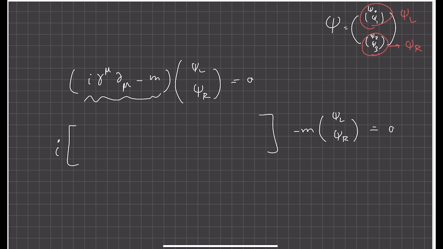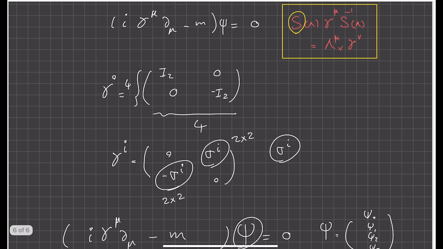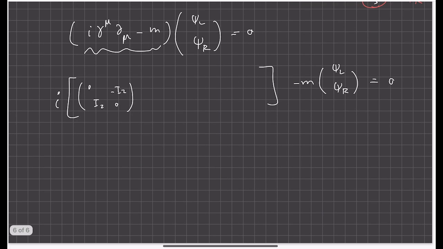But now what do I have? I have 0, 0, I2, minus I2. Sorry, I made a mistake here. This is off diagonal. So this is minus I2, and this is I2, and it's 0, 0. Sorry, there is no element on the main diagonal of the gamma 0 matrix. So basically, it is off diagonal.